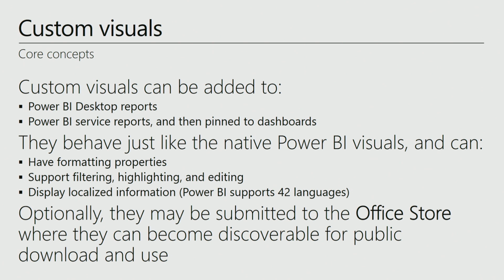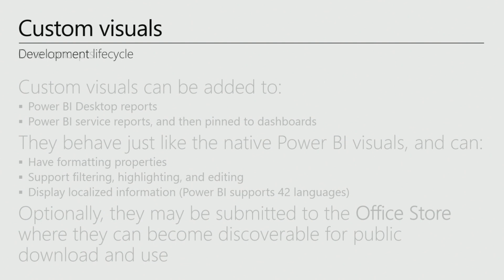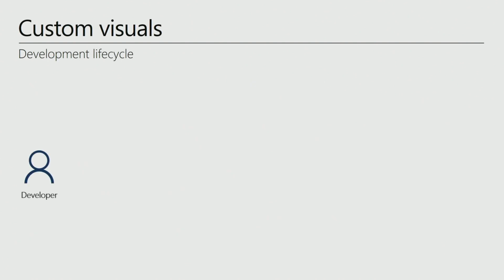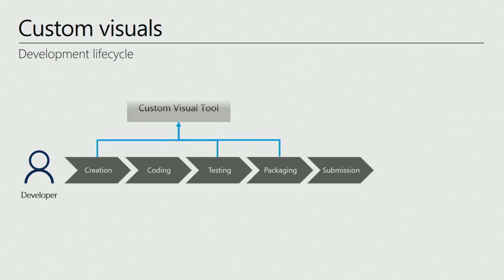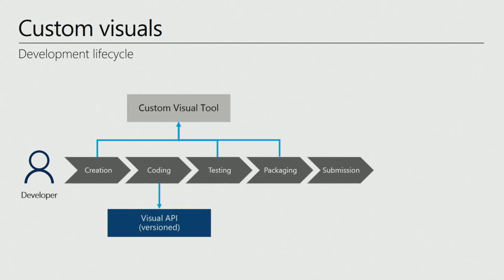You can also optionally submit them to the Office store and enable others to benefit from your hard work and creativity. So from a development lifecycle perspective, you create code, test, and package by using the custom visual tool. And it's also a versioned API, so if they release future versions, it's locked in and the service will understand the version in which you develop it. So once you've tested it and publish it, even in the future, it will continue to work as you've designed it.